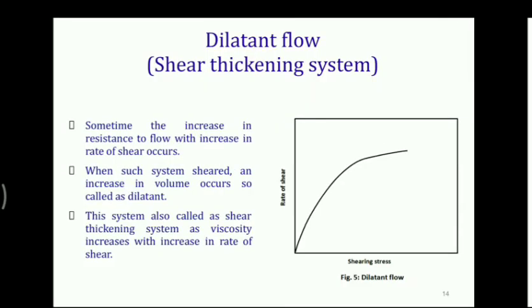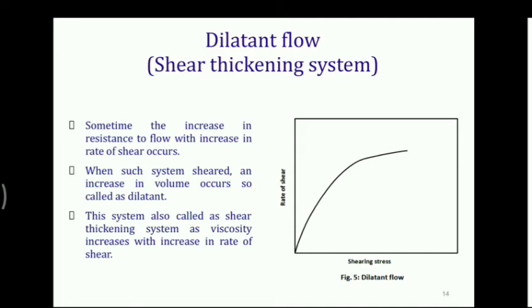Now the last is your dilatant flow. It is also called a shear thickening system. As the name implies, that is the thickening. That is, upon shearing, the consistency of your material goes on increasing. Now, what is the mechanism and what are the rheograms that we are going to discuss?